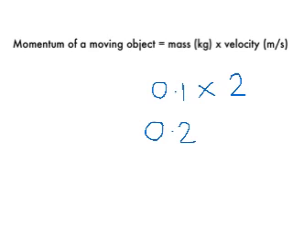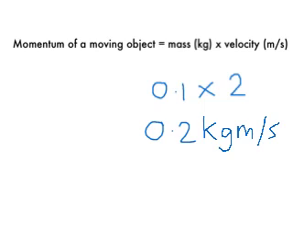But 0.2 what? Well, think about the units. The units we've got are kilograms, and we're multiplying kilograms by meters per second. So the units we get for that 0.2 amount are kilogram meters per second. That's the unit of momentum.